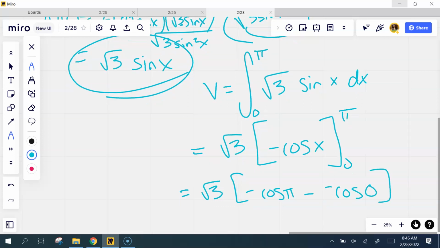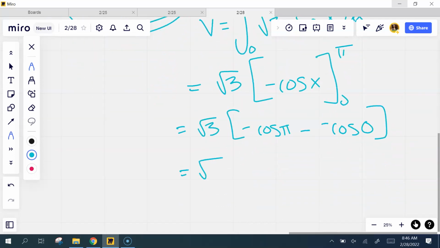What is the cosine of pi? The cosine of pi is -1, but the negative's already there, so it becomes 1. Minus, what's the cosine of 0? 1 minus -1 here. So this would be 2 root 3. That's the answer.